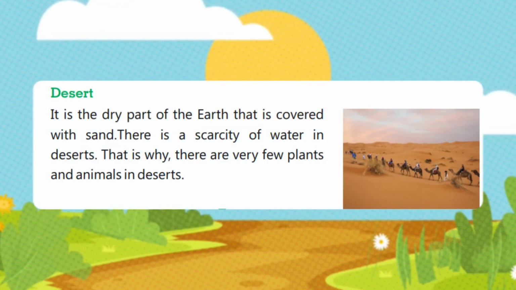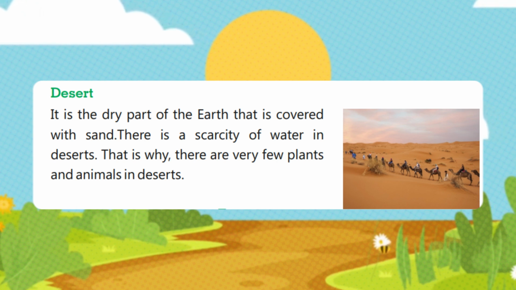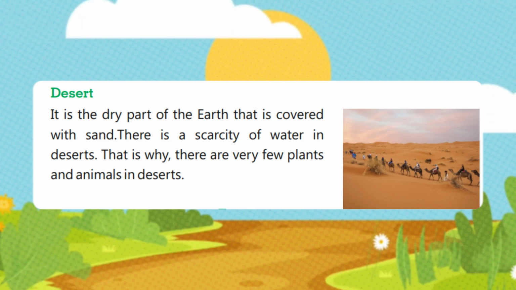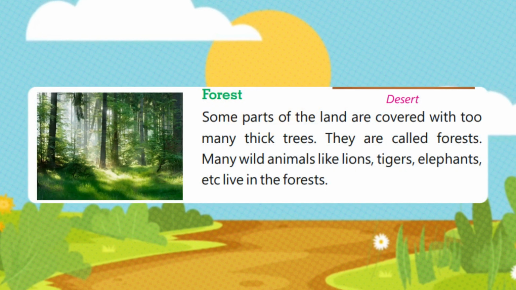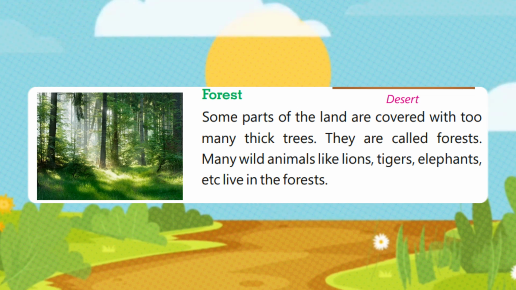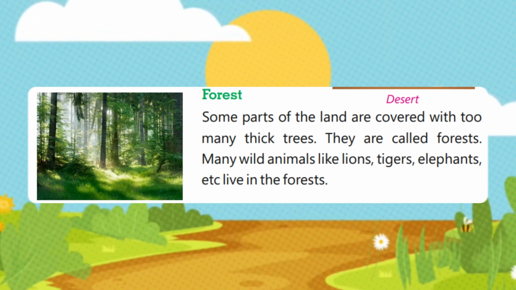Desert. It is the dry part of the earth that is covered with sand. There is a scarcity of water in deserts. That is why there are very few plants and animals in deserts. Forest. Some parts of the land are covered with too many thick trees. They are called forests. Many wild animals like lions, tigers, elephants, etc. live in the forests.